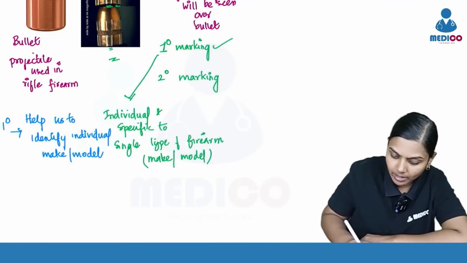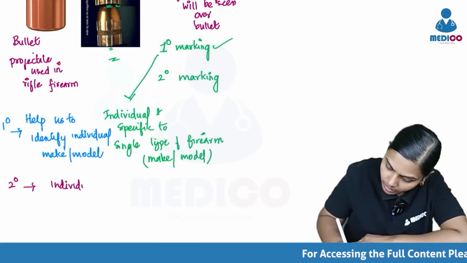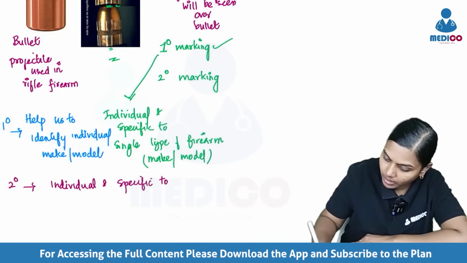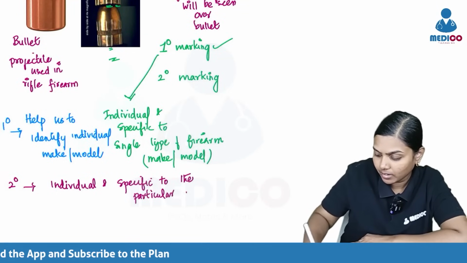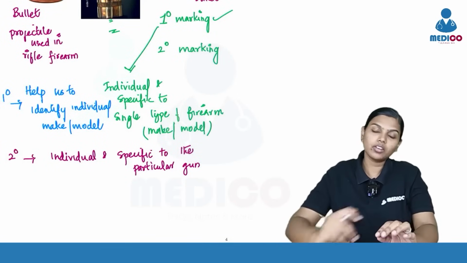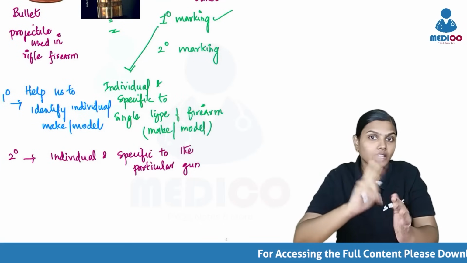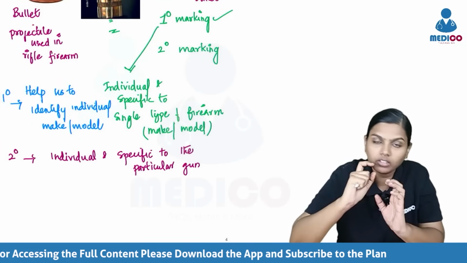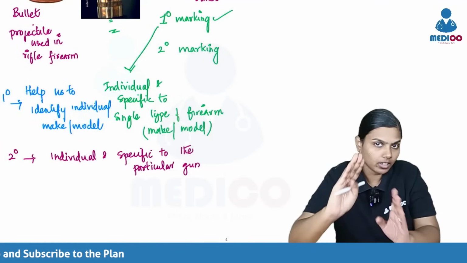What about the secondary marking? This secondary marking is something individual and specific to the particular gun. Do you get it? What I'm saying is, if you compare primary marking, you can say the make and model of the gun. But if you are comparing secondary marking, you will be able to identify the exact individual gun. Clear? This is what primary marking and secondary marking is about.